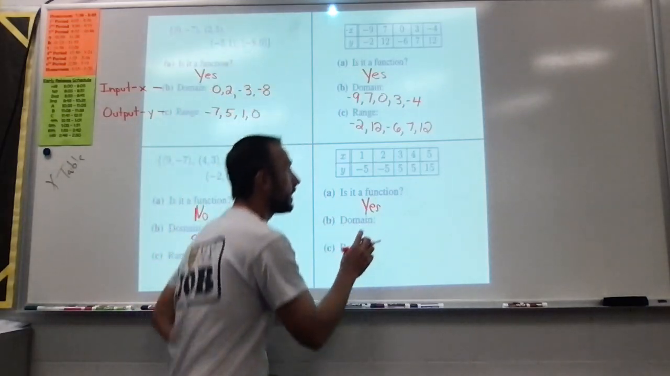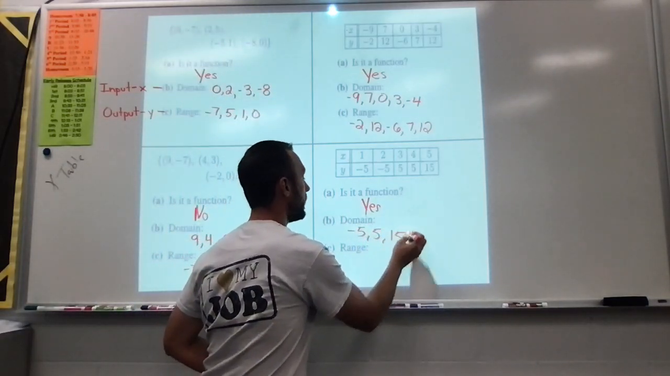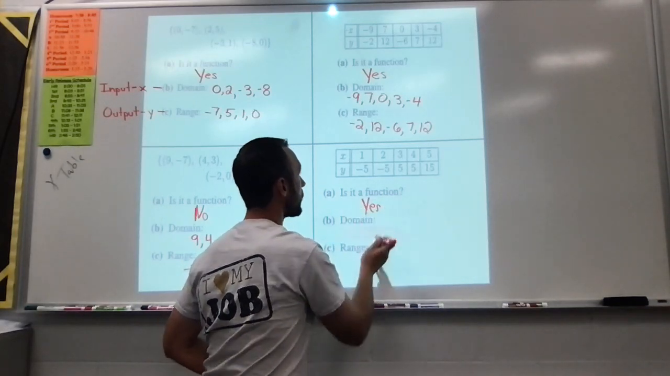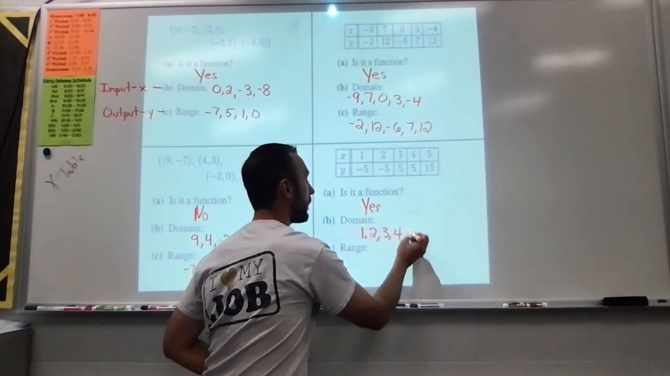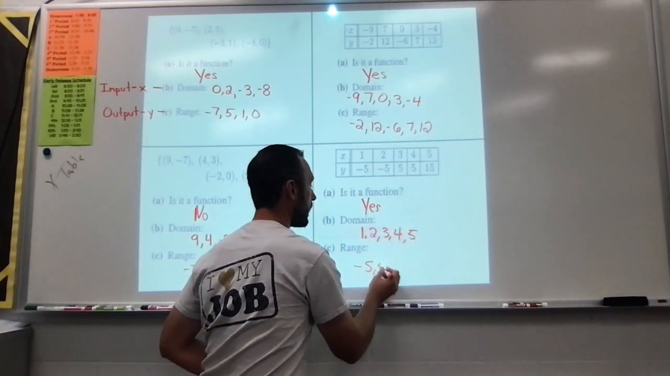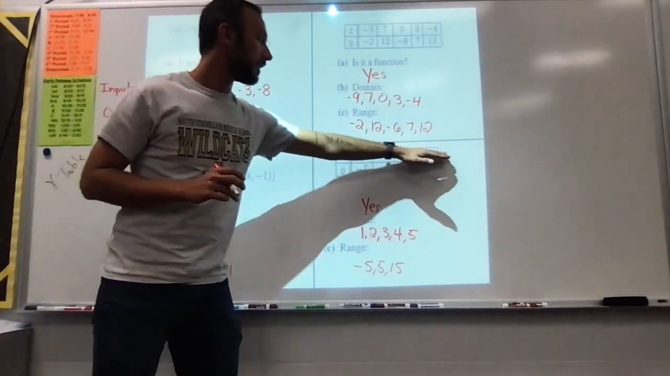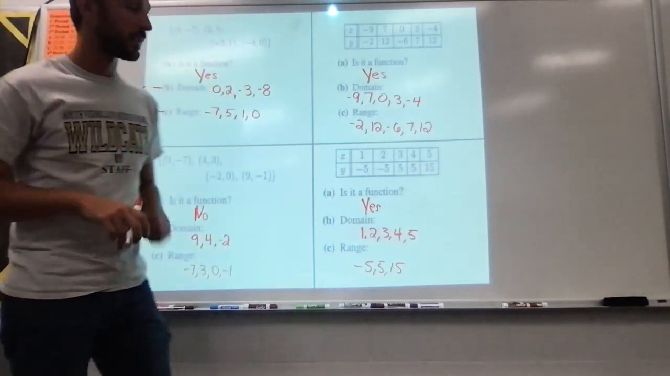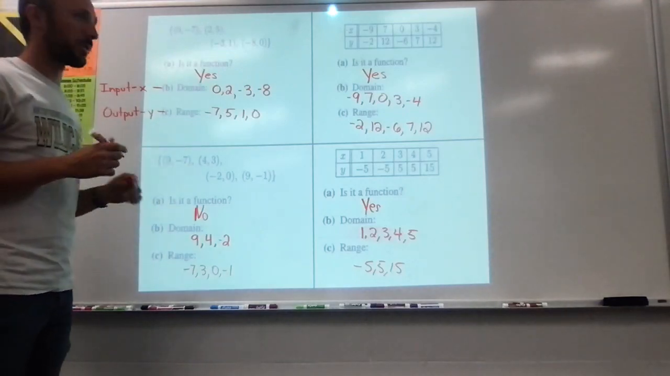My domain will be -5, 5, and 15. No, that's not my domain. I apologize, that's my range. My domain would be 1, 2, 3, 4, and 5. My range would be -5, positive 5, and positive 15. Here's my domain, this is my x, my inputs. Here's my range, my y, those are my outputs. So the only time it's not a function is when it is not a one-to-one relationship.